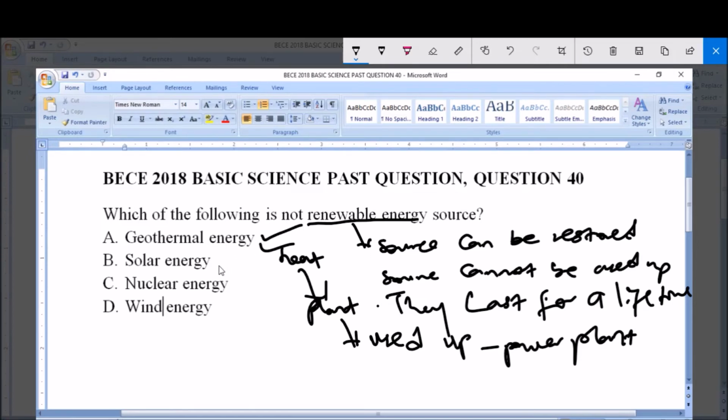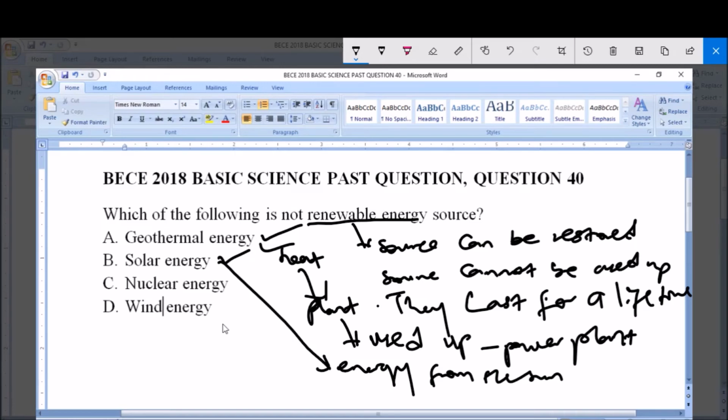Now solar energy here is just energy from the sun. And like we know, the sun can last for a lifetime. The sun can never be used up. So solar energy is a renewable energy source.